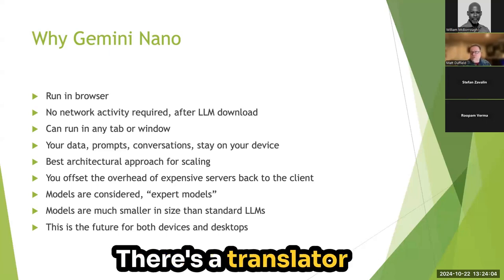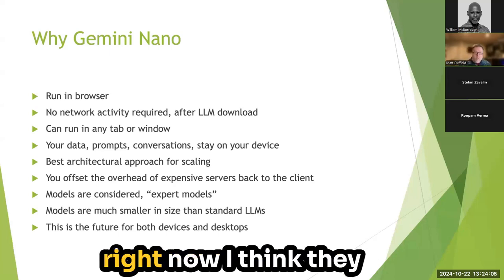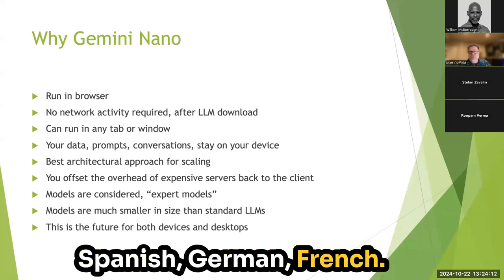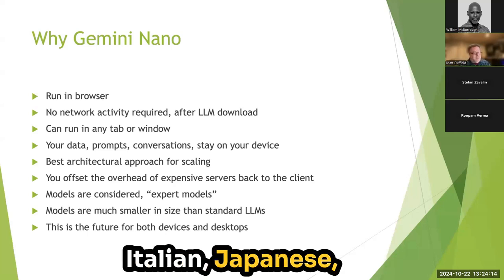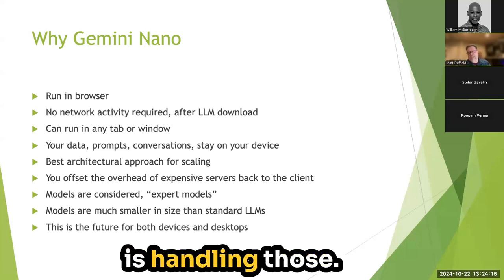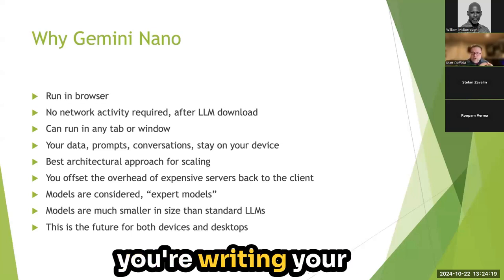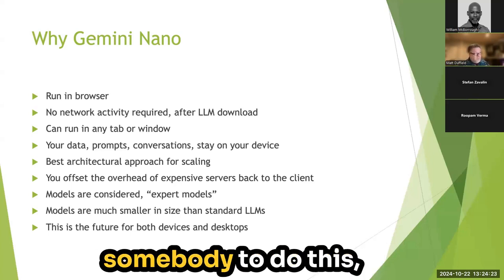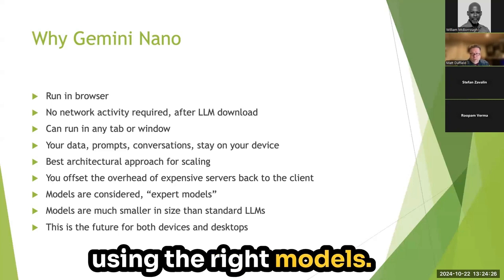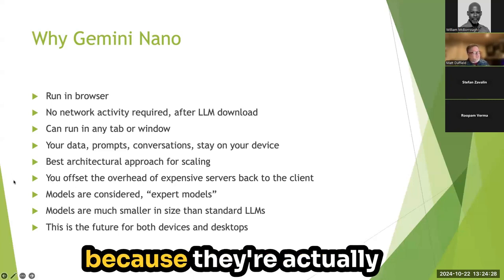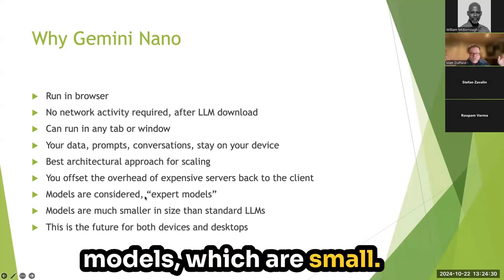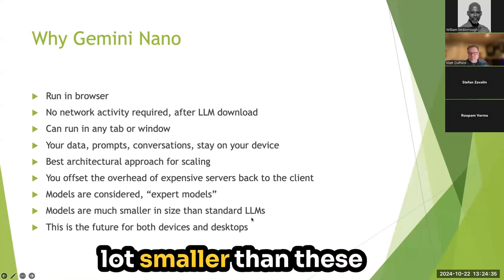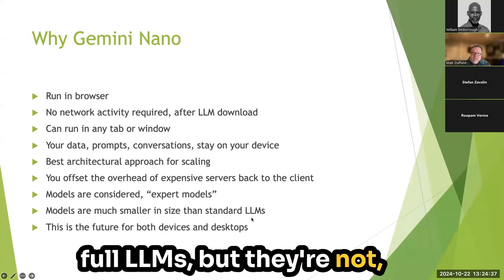There's a translation API, which right now I think they support 5 languages: Spanish, German, French, Italian, Japanese, and its sole focus is handling those. And so as you're writing your implementation or your solution for your company or contracting somebody to do this, you would want to make sure that they're using the right models. Google has been really good about this because they're actually creating these expert models, which are small and laser focused for that. Again, their sizes are a lot smaller than these full LLMs.